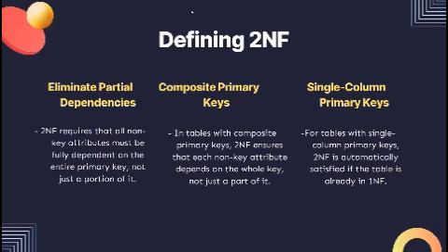And then composite primary keys. A composite primary key is a primary key composed of two or more columns in a database table. It is used when a single column is not sufficient to uniquely identify each row in the table. The combination of the values in these columns must be unique for each row. Then single column primary key: for a table with a single column primary key, 2NF is automatically satisfied if the table is already in 1NF.